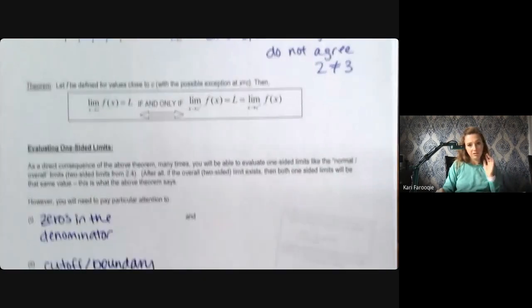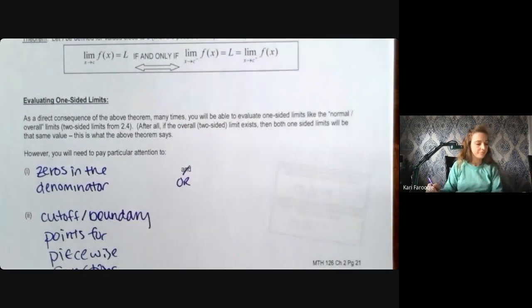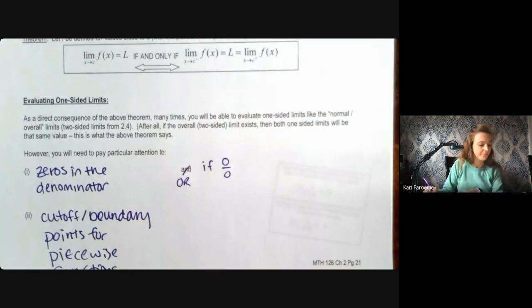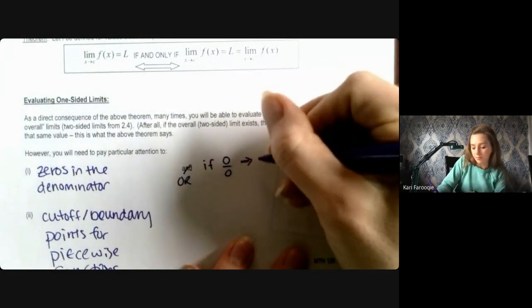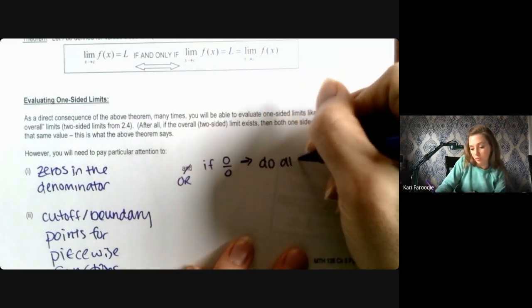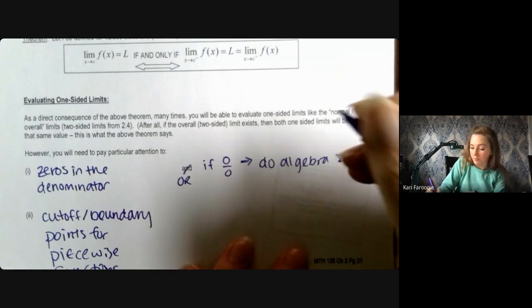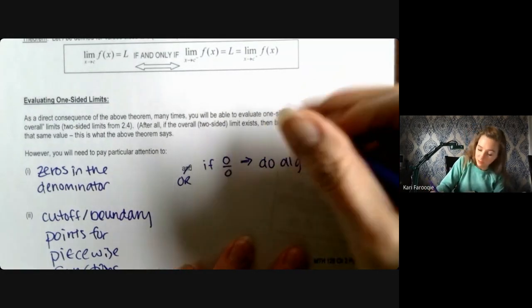We can also say if we end up with 0 over 0, when we have zeros in the denominator, we're going to have to do some algebra and reevaluate. Do algebra. I know I always feel weird saying that, but we just say do the algebra. Do the algebra and reevaluate.